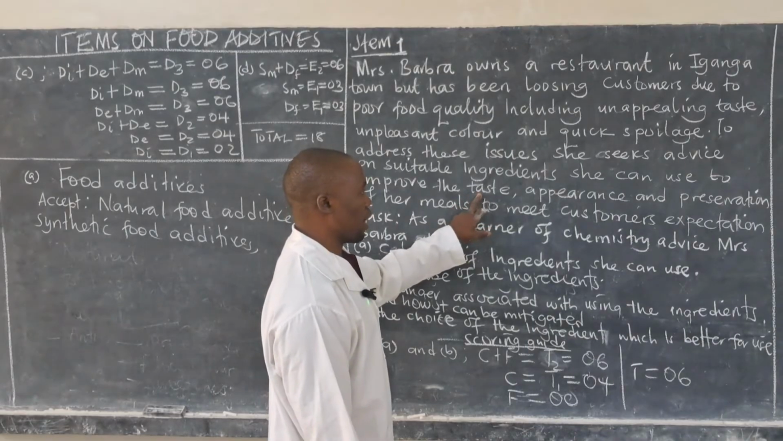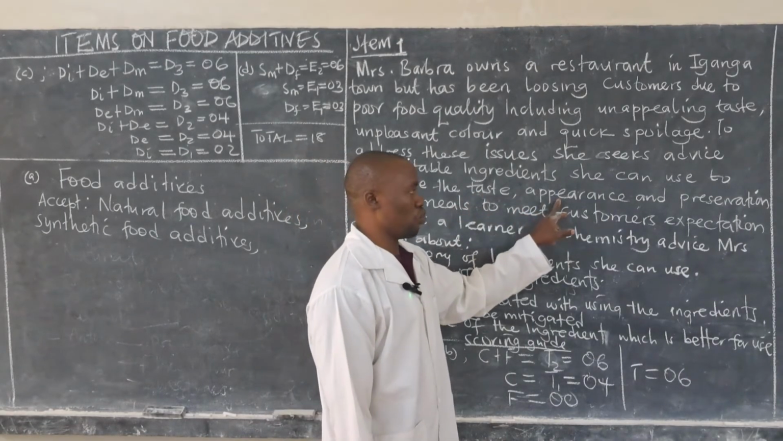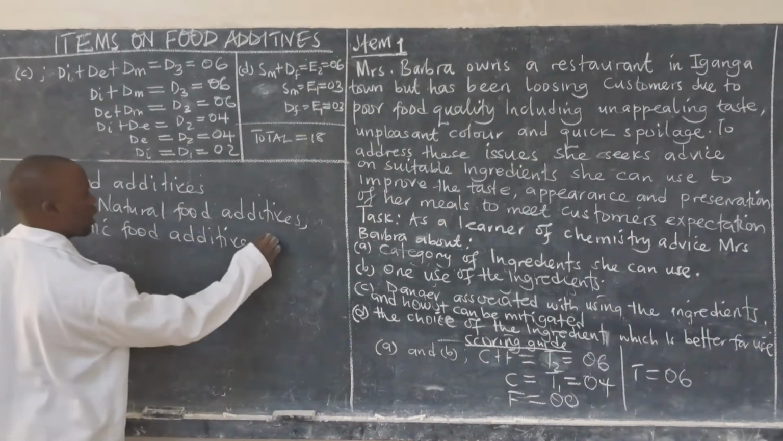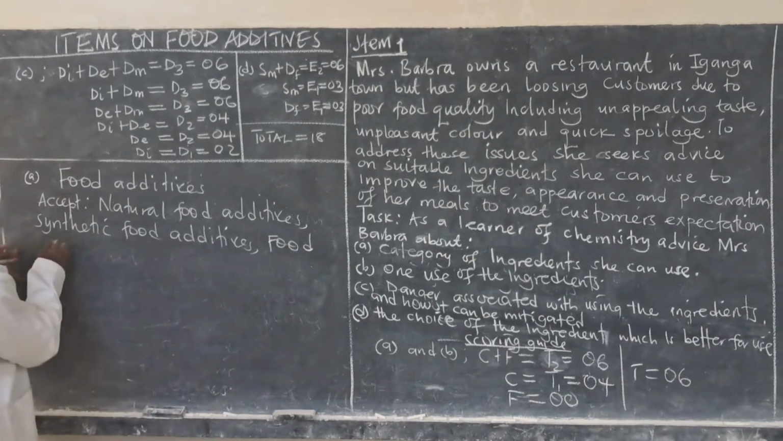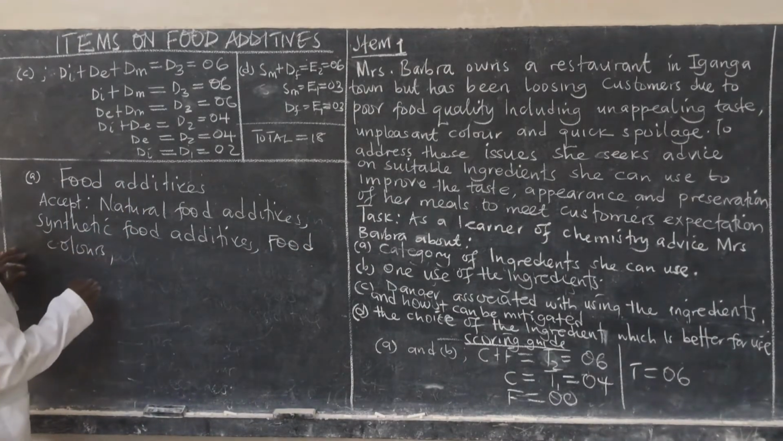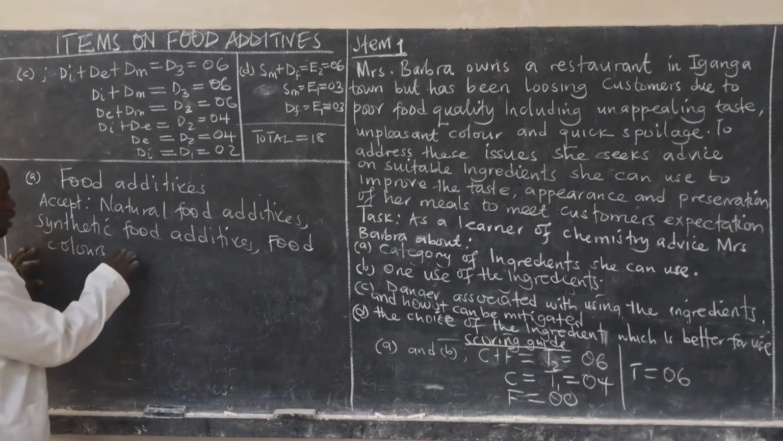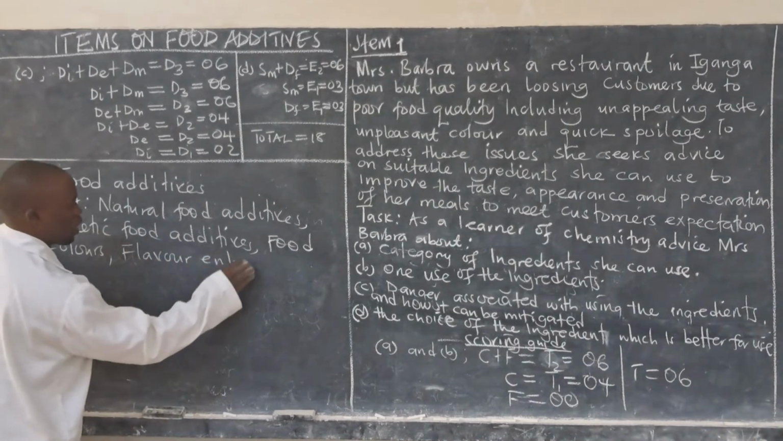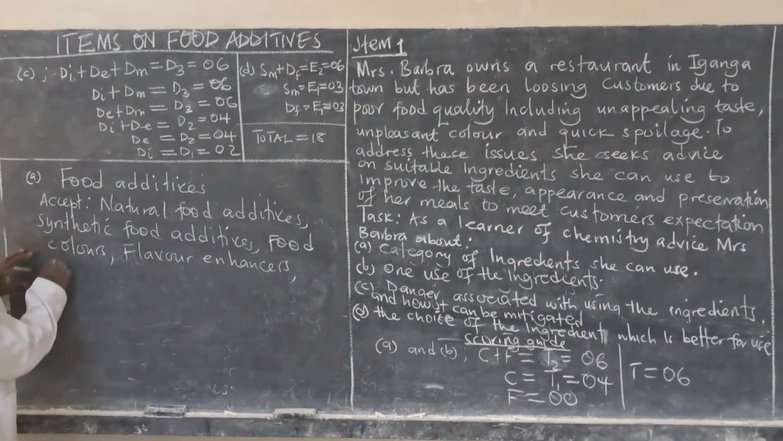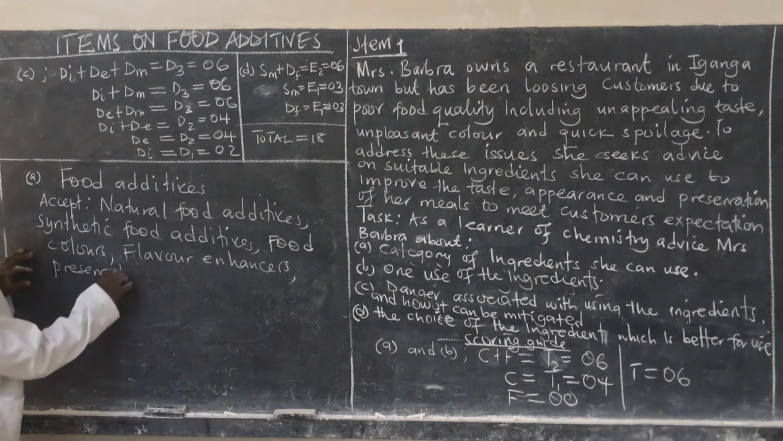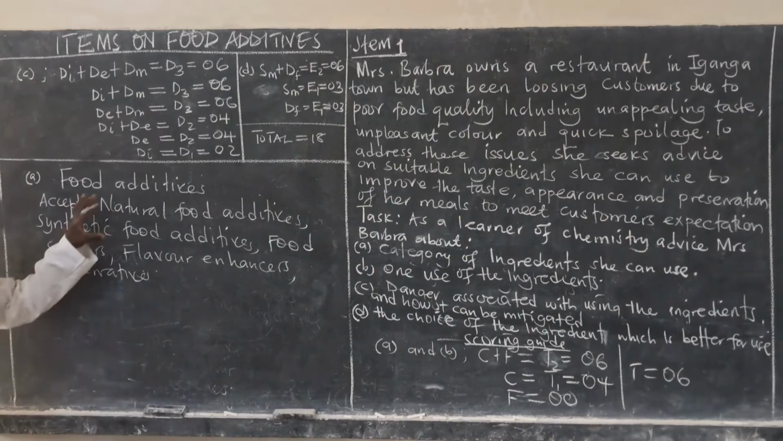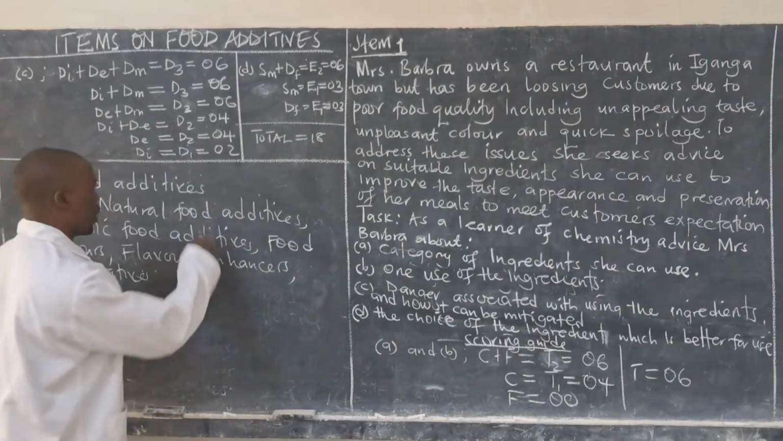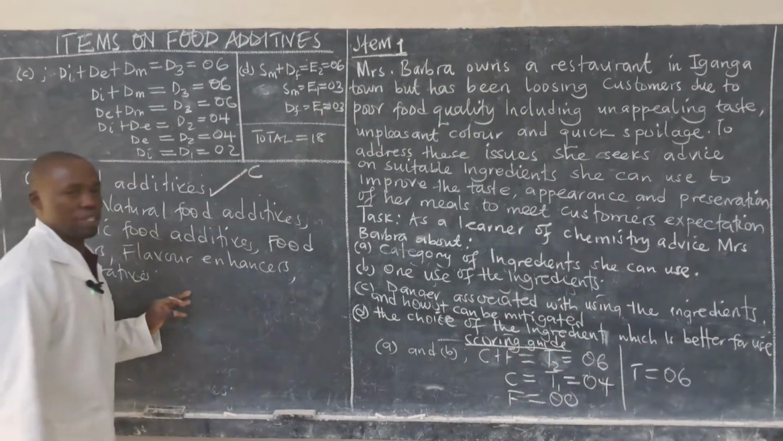Now the item has some needs here. Improve the taste: these are flavor enhancers. Appearance: food color. Preservation: preservative. So a learner can also say food color or colorants, then flavor enhancers, then preservatives. So a learner who mentions any of these scores under category here. So we put a tick and code C.